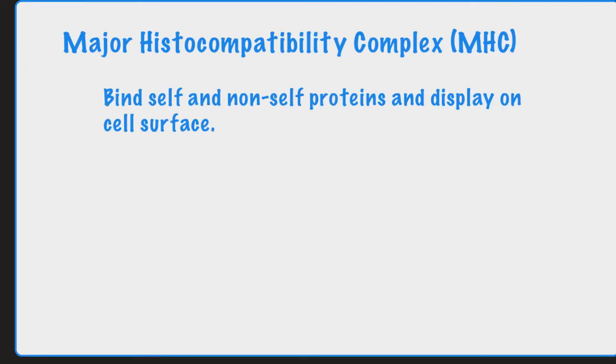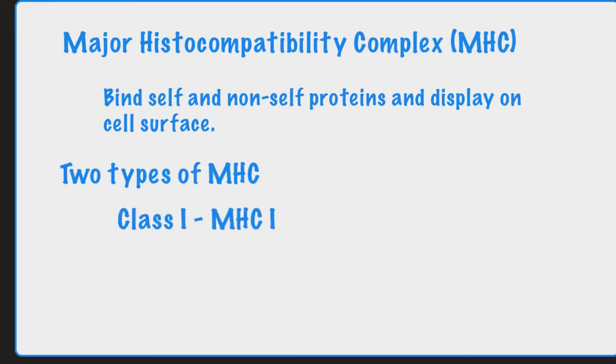In order to better understand how these cells work, we need to first talk about the MHC, or major histocompatibility complex. These MHCs are self-specific. That means they are very specific to each individual person, and they are actually alien to every other person. Their task is to bind self and non-self antigens, and then to display those antigens on the cell surface. Now, there are two types of MHCs. We have class 1, which is referred to as MHC1, and class 2, which is referred to as MHC2.